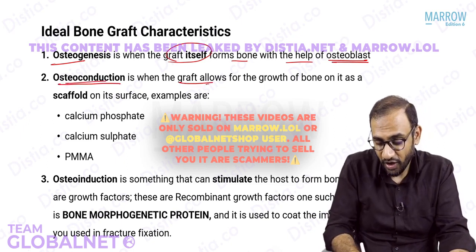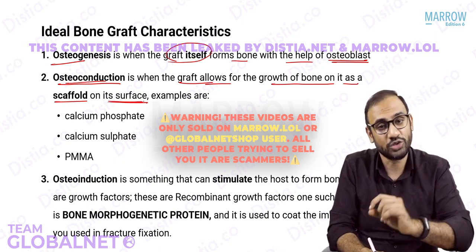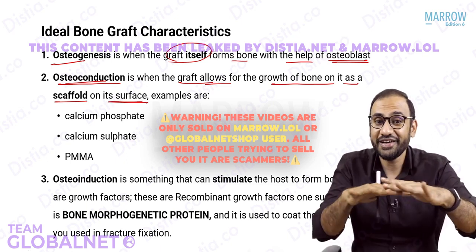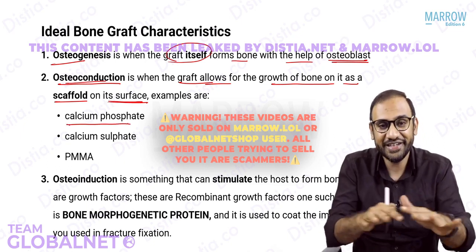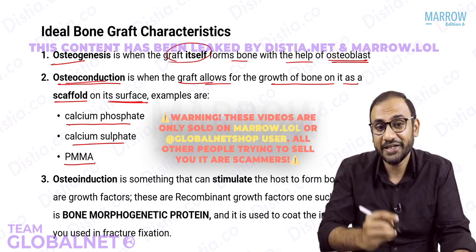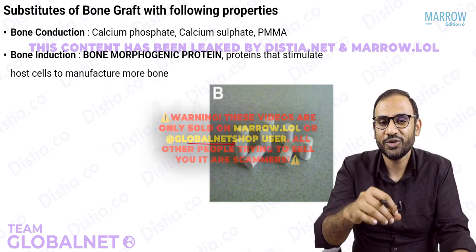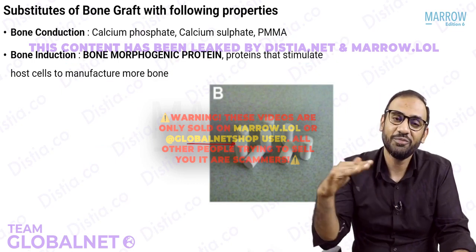Osteoconduction is when the graft allows for the growth of bone on it, as a scaffold on its surface. So this can be natural bone or it can be artificial calcium phosphate crystals, calcium sulfate crystals, polymethyl methacrylate crystals. Look at this. These are the crystals. You break them and you put them in place of the bone graft requirement and the bone will grow over it.